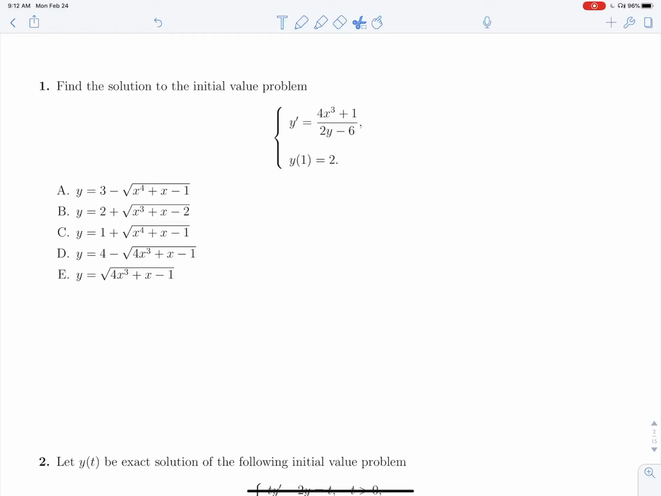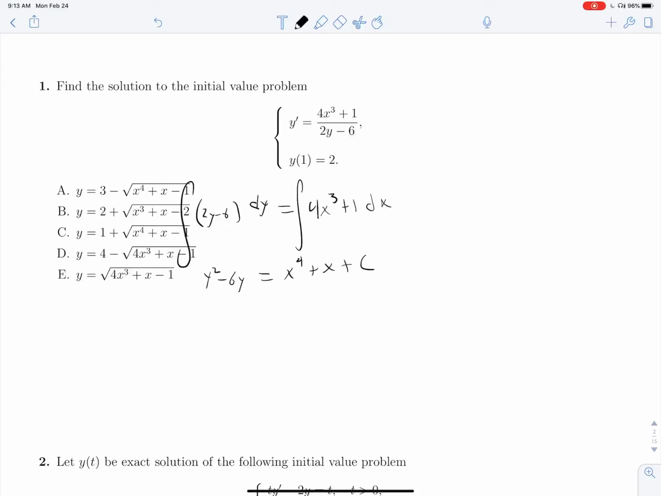Okay, so we see that dy/dx is equal to some function of x over some function of y. So let's multiply that some function of y over to the left side, 2y minus 6, and then multiply dx over to the other side, equal to 4x cubed plus 1 dx. We can integrate both sides. We will get y squared minus 6y is equal to x cubed. By cubed, I mean fourth, plus x plus c.